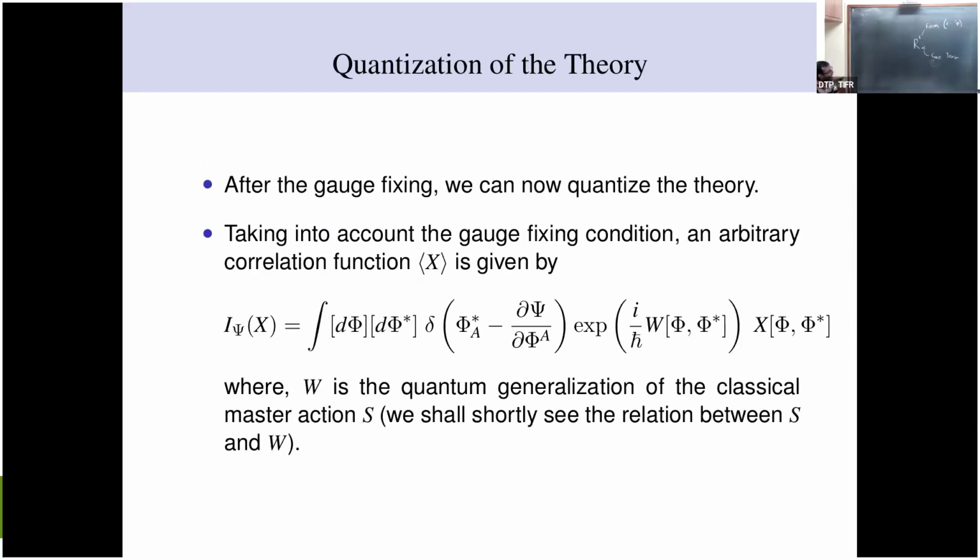So with this gauge fixing, we can now quantize the theory. Suppose you write down a path integral expression for some correlation function of some object X, which is a function of some fields and anti-fields.